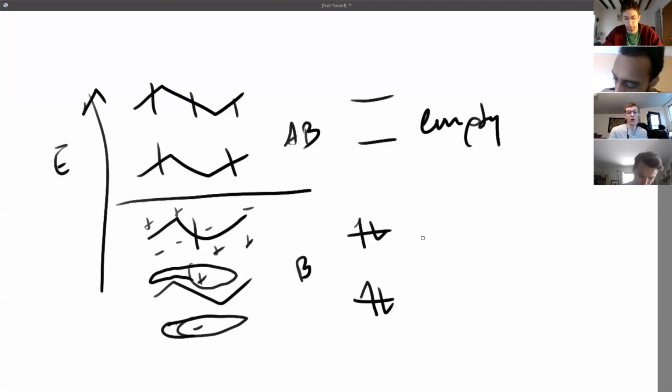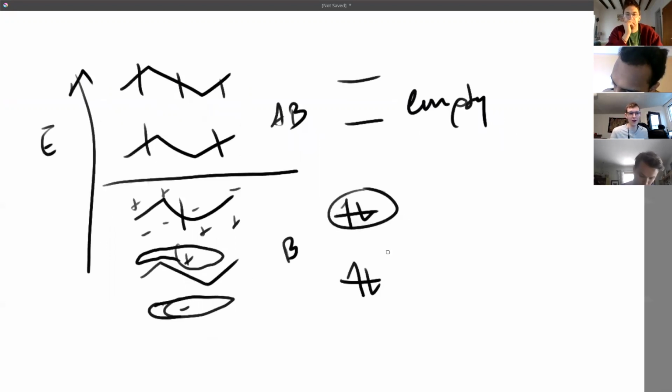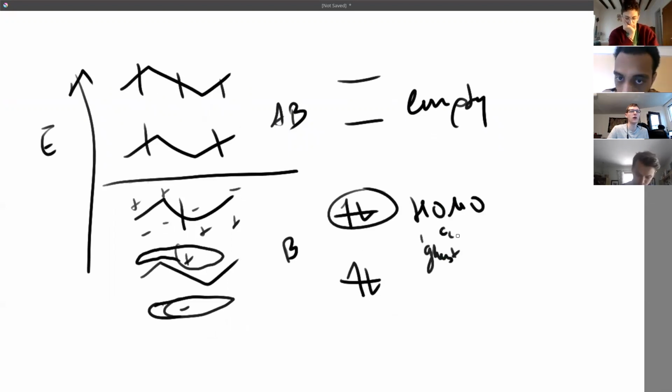Okay. So if we wanted, for example, to pull an electron from this molecule or from this conjugated system, we'd pull it from here. All right. And that's why we care about this orbital, because if we want to take an electron, this is the one we're going to pull it from. So that's why we give this a special name, which is called the HOMO, highest occupied, and then MO, molecular orbital.